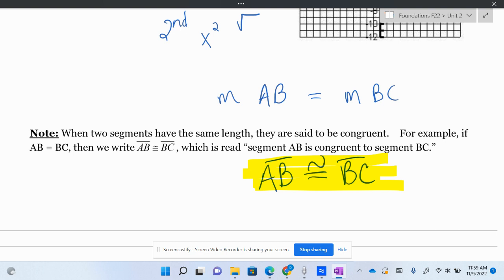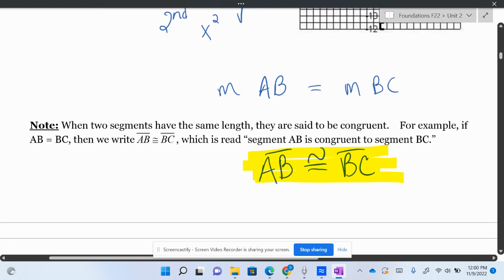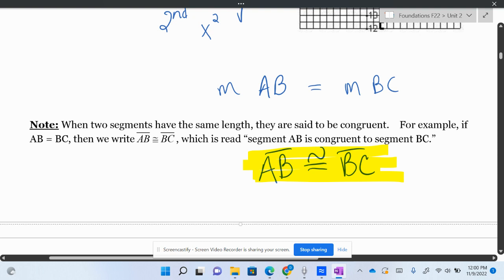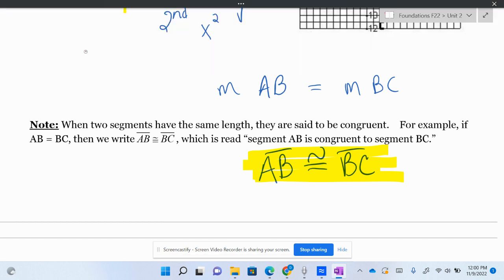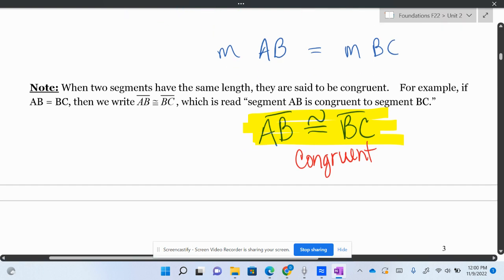Spanish tilde? Have you guys taken Spanish? Okay, never mind. Congruent. Yes, this means congruent. God bless you. Don't you guys have to take like 3 years of Spanish? How many years of a foreign language? What? Okay, I didn't know that.